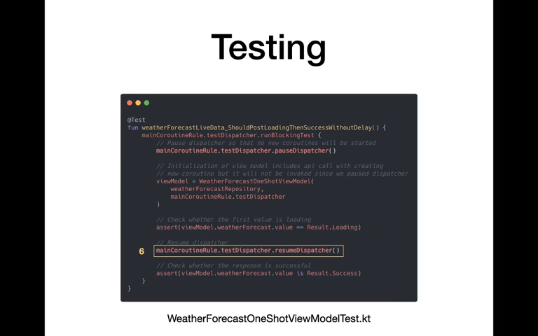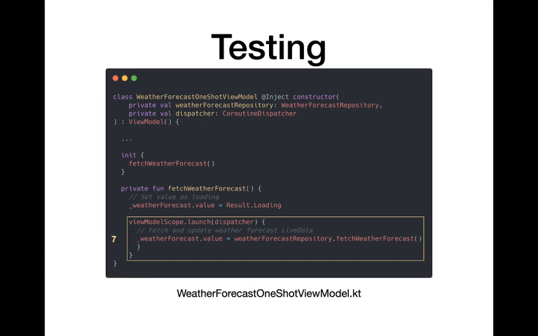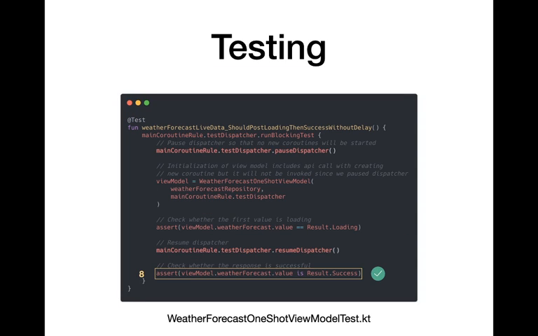And then whenever you say resume dispatcher, it will go to the fetch weather forecast method and this coroutine launch is going to be executed. You call your suspend function from the repository, you set its value to live data, and now you can safely assert live data's value with success, and this is going to pass. So our test is passing without delay. Now we have seen how we can test coroutines with live data, and let's see how we can test flow.